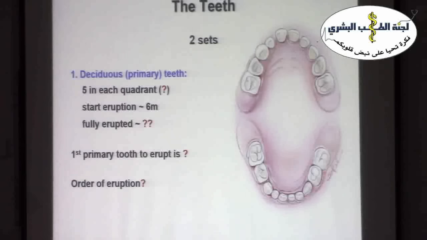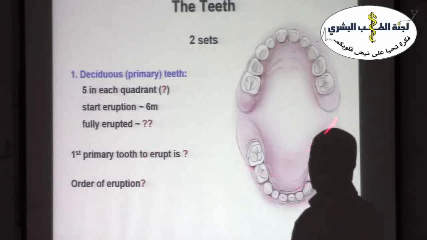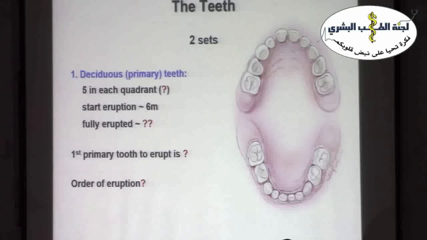Remember, this is as a general rule: lower teeth erupt before upper teeth. So if I ask you which erupts first, the lower central or the upper central incisor? The lower central incisor. Lower erupts before the upper, okay? Second thing. These teeth start to erupt by the age of 6 months, okay?